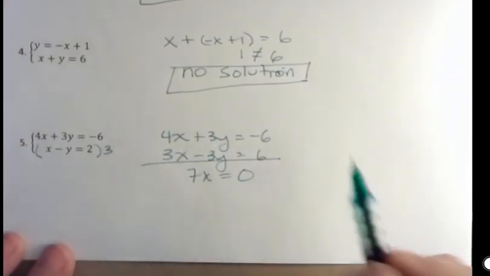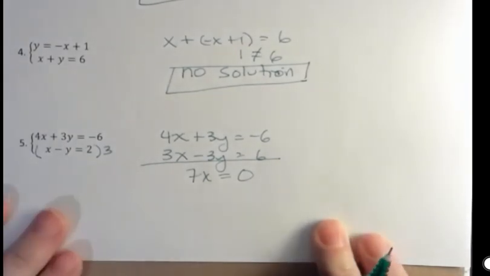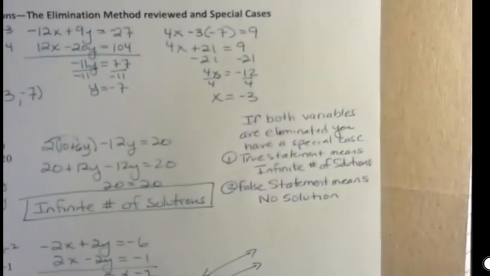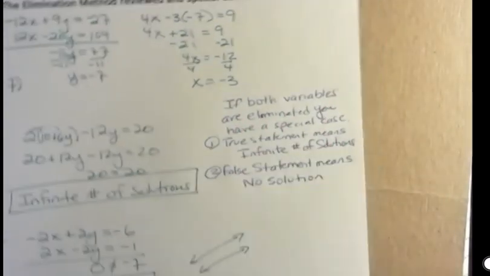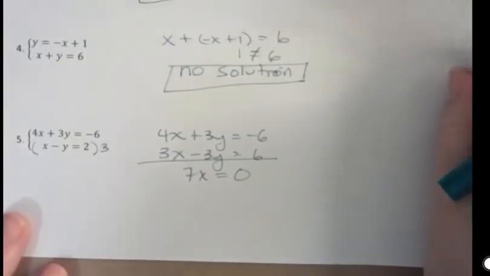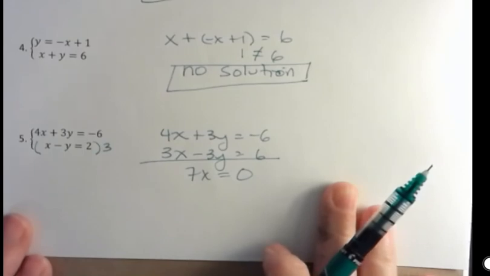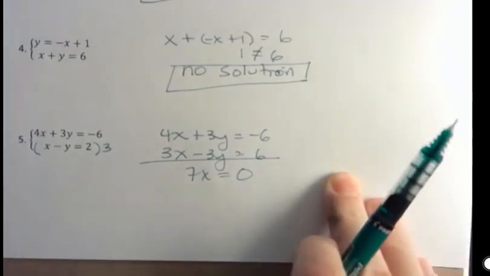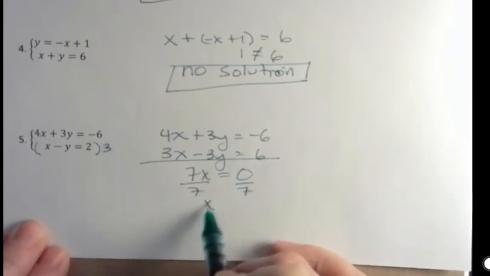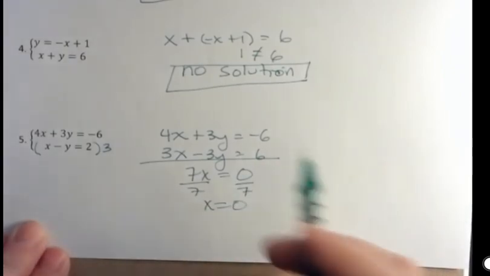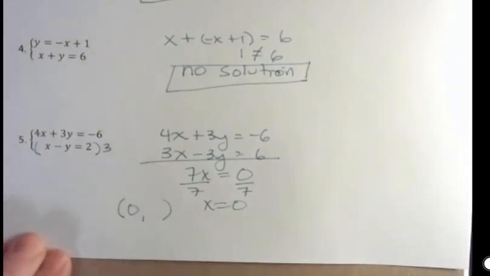And I get 7x equals 0. So here's where some people say, okay, is this false or whatever? But no. Read this part again. If both variables are eliminated, you have a special case. Look at us. We didn't eliminate everything down here. We still have x's. If you don't eliminate everything, you don't have a special case. You just have one unique intersection point. If you divide both of these things by 7, you get x equals 0. 0 is a completely legitimate part of an ordered pair. So we have x is 0.